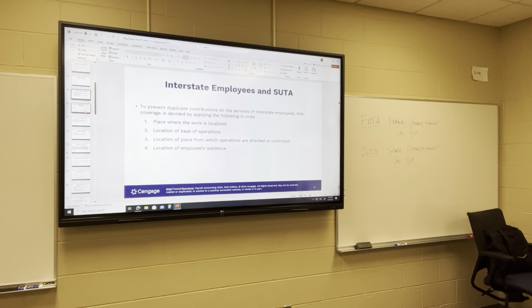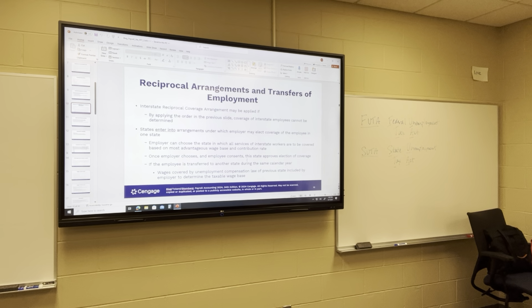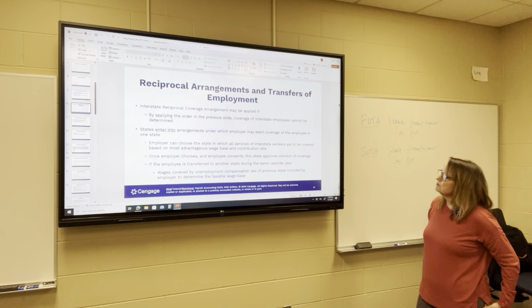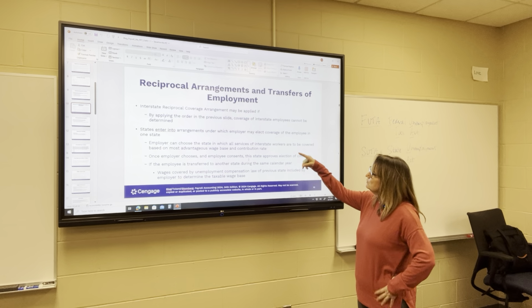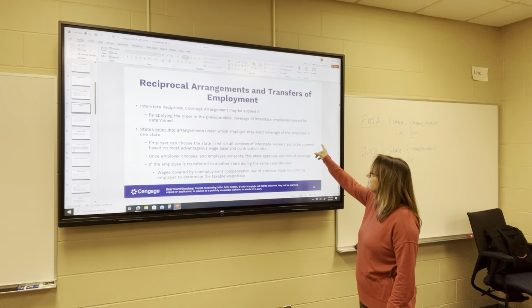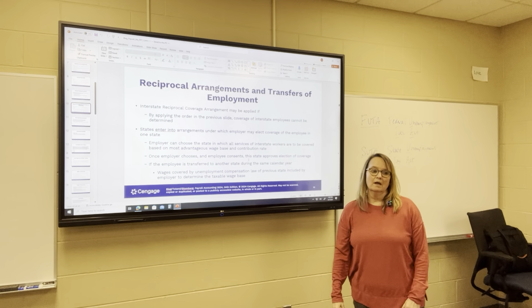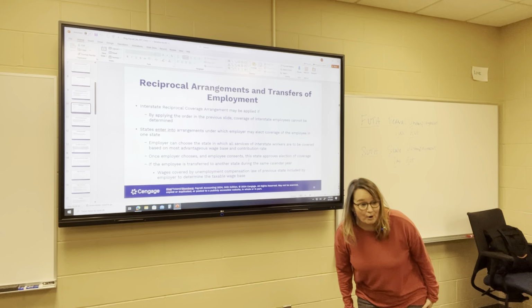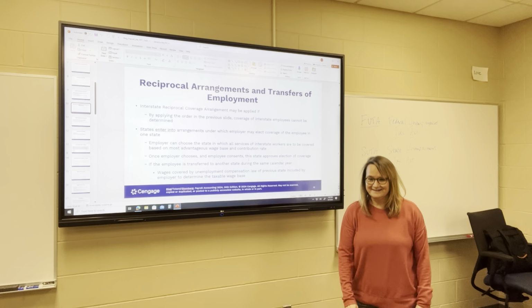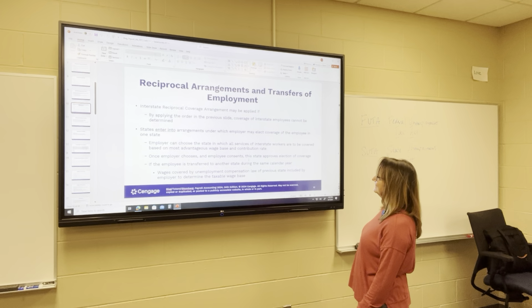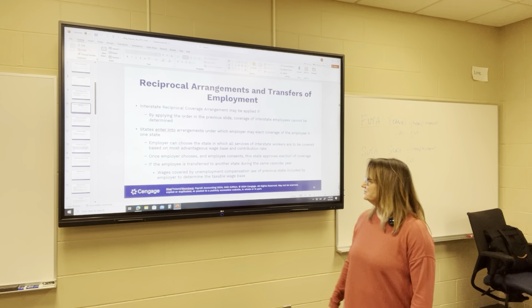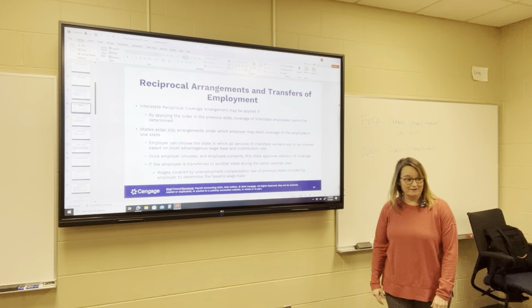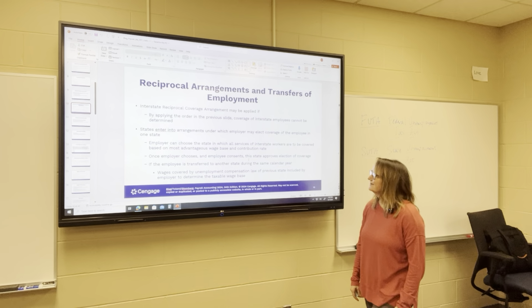Now, we also have these interstate reciprocal coverage arrangements. If, by applying the order of the previous slide, coverage of interstate employees cannot be determined, maybe he's got an apartment in all 4 of those places, right? Yeah, one would hope that he is. He certainly should be getting his travel reimbursed, if nothing else.